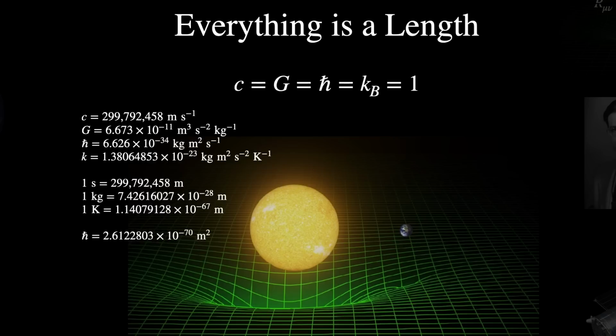We then say that everything's a length. 1 second equals 300 million meters. 1 kilogram equals 7 times 10 to the minus 28th meters. And 1 Kelvin is equal to about 10 to the minus 67th meters in these units, which is a very weird way of thinking. But using the idea that everything's a length and setting all these values equal to 1, we can understand that there are some non-human-centric ways of thinking about units. Funny enough, Planck's constant works out to be 10 to the minus 70th meters squared. So it's an area rather than a length, but we can still set it equal to 1 and use it in these length units. All of these things are done so that you can simplify equations.